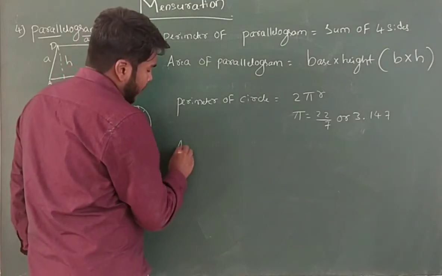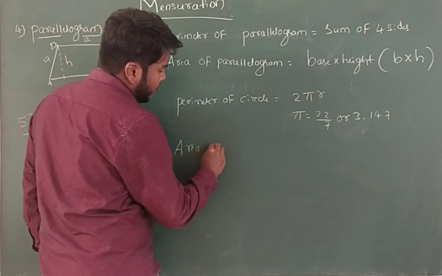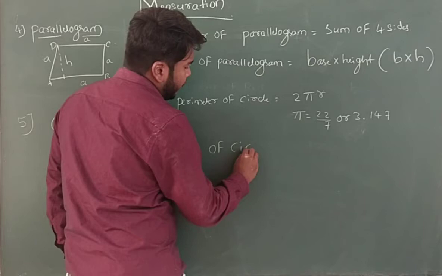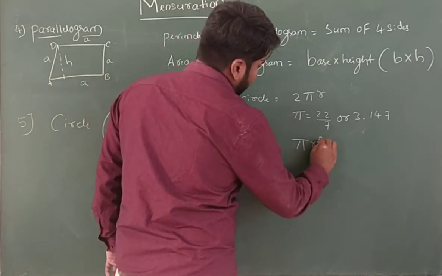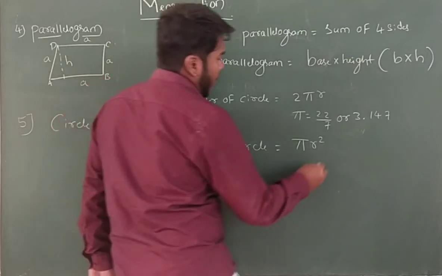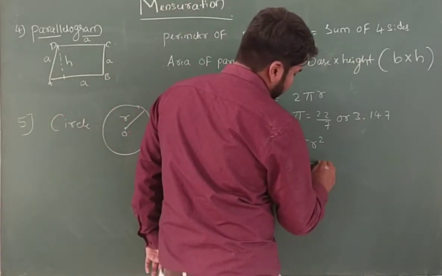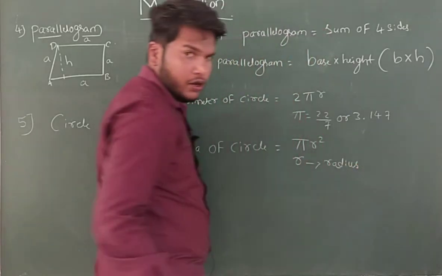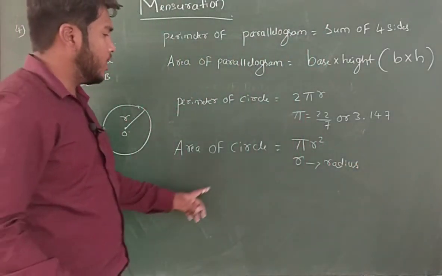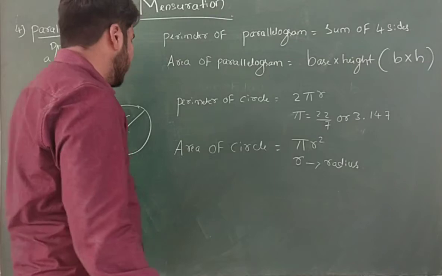Okay, and area of circle, that is pi r square, where r is a radius. R is your radius. Okay, so area of circle you are having as pi r square.